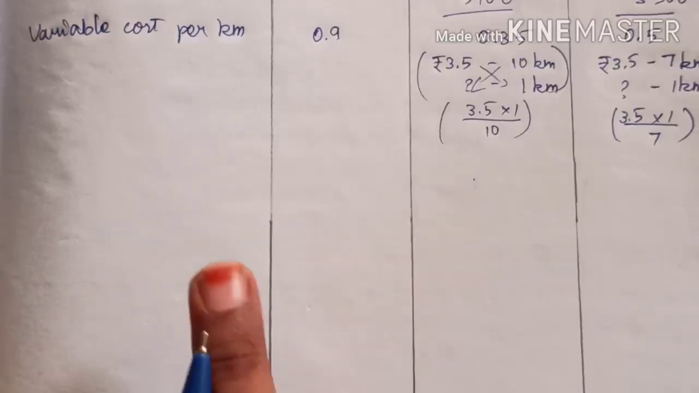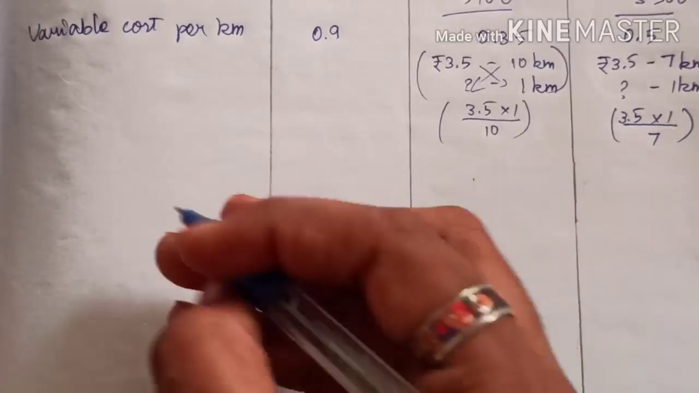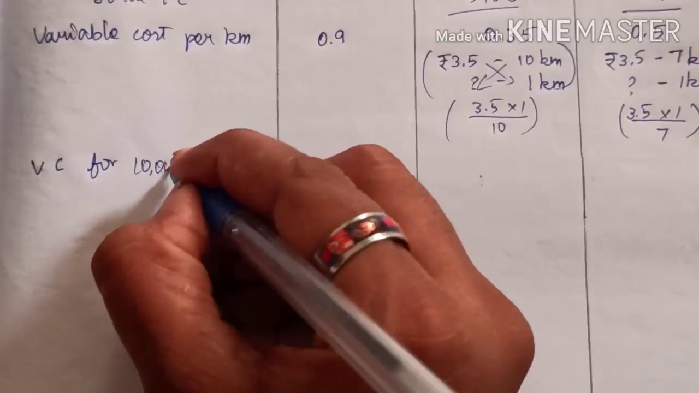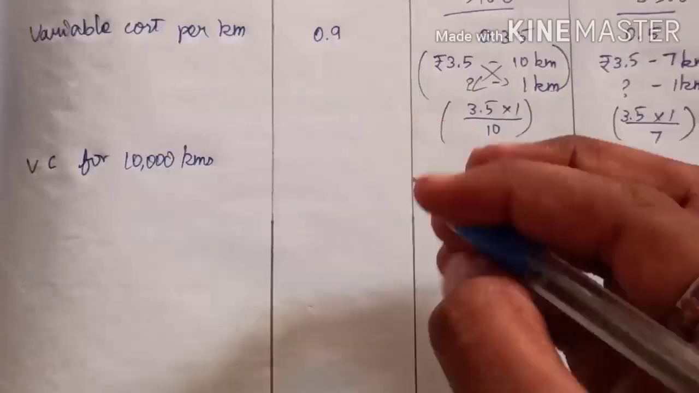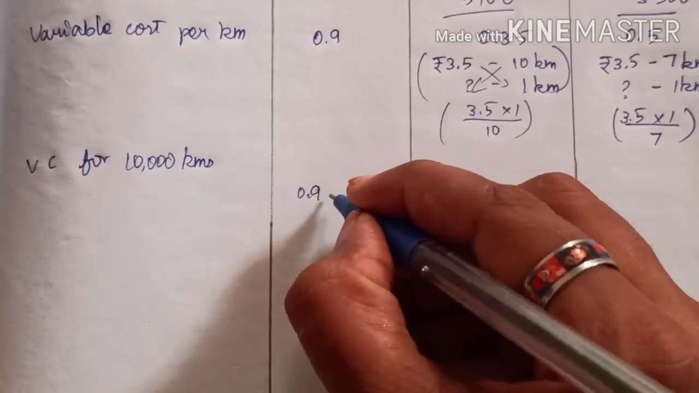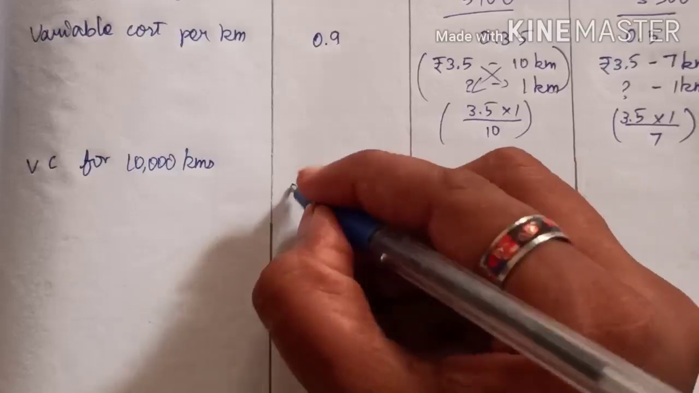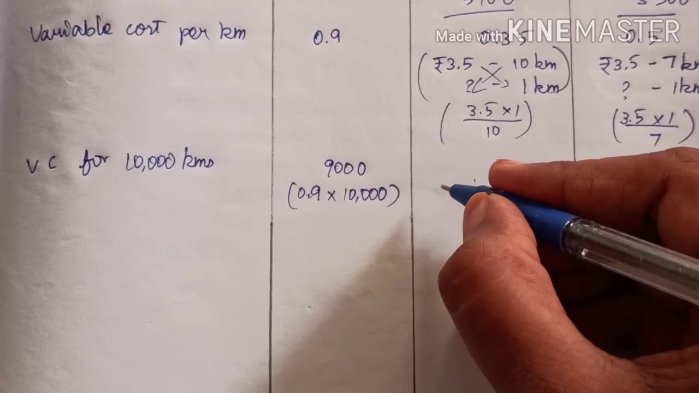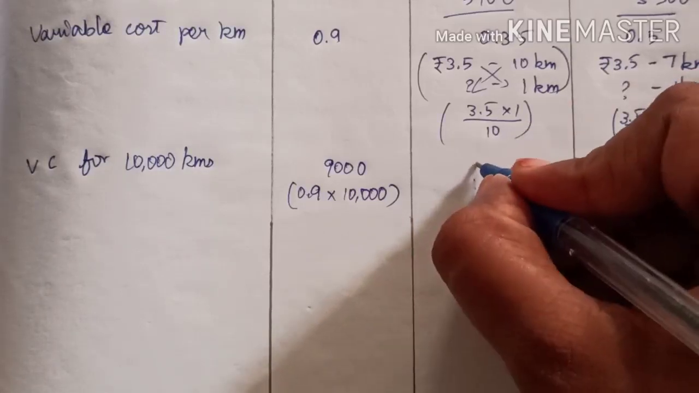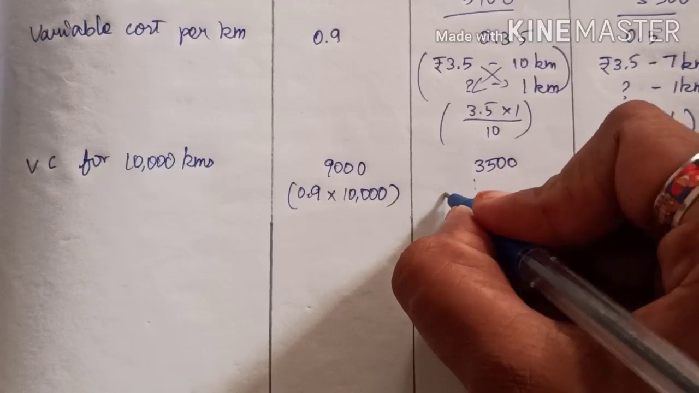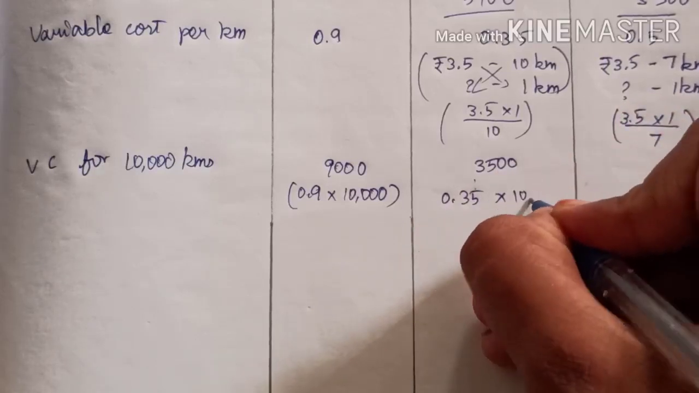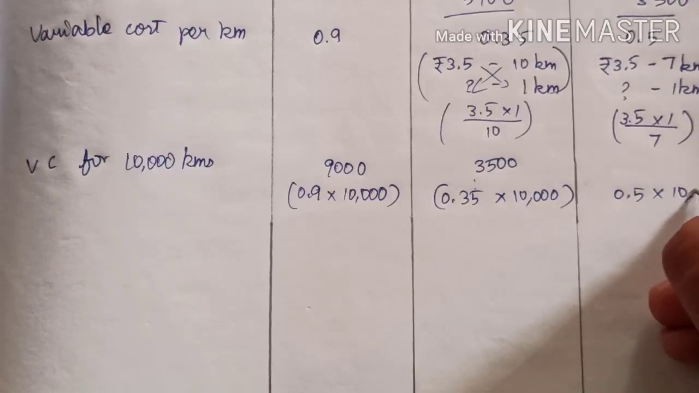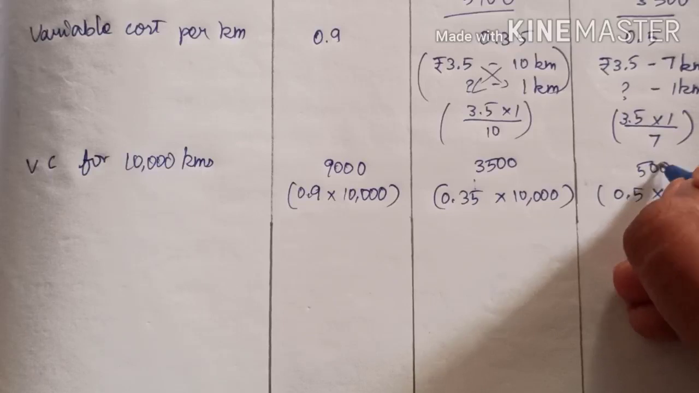Next, variable cost for 10,000 kilometers. See, 0.9 rupees into 10,000 kilometers. You will get 9,000 rupees. And here the variable cost is 3,500, that is 0.35 into 10,000. And here 0.5 into 10,000, and you will get 5,000 rupees.